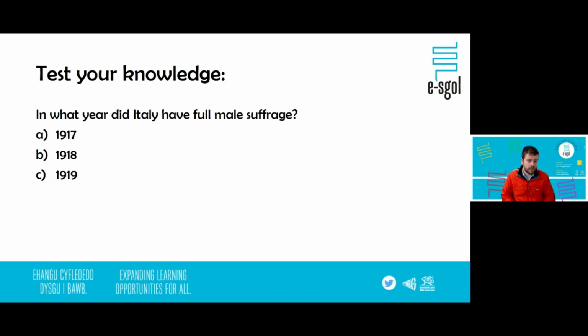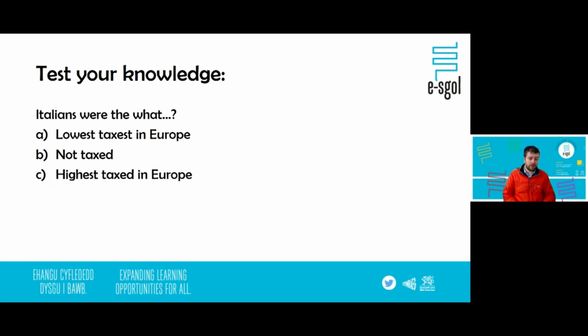In what year did Italy have full male suffrage, every male able to vote? Was it A, 1917, B, 1918, or C, 1990? B, 1918. Italians were the what? Were they the lowest taxed in Europe? Not taxed at all, or the highest taxed in Europe? C, the highest taxed in Europe. So there are your problems of liberal Italy.